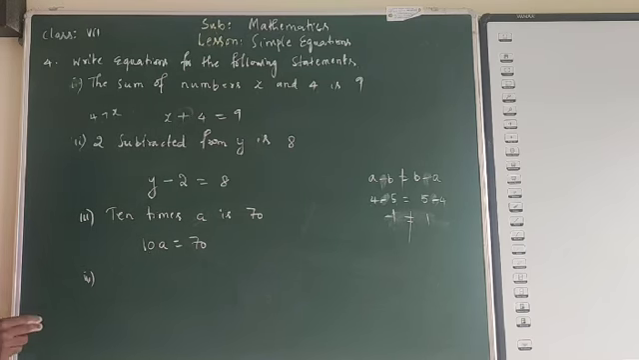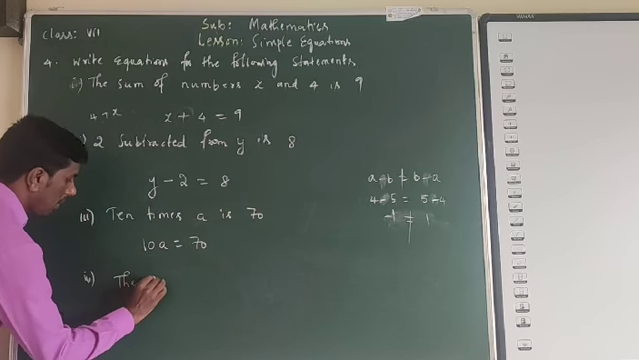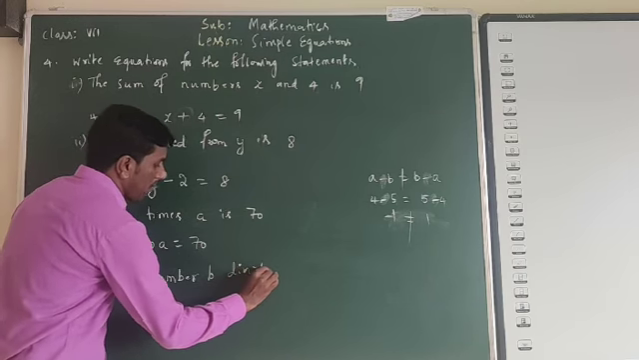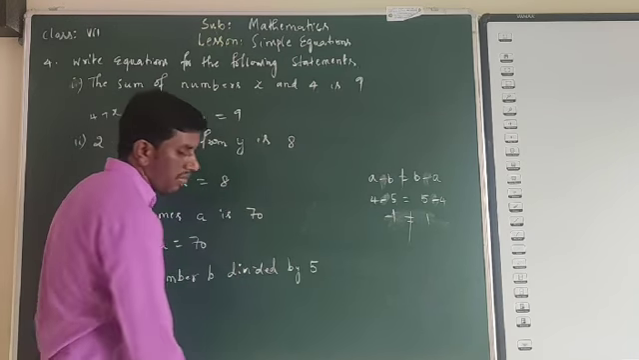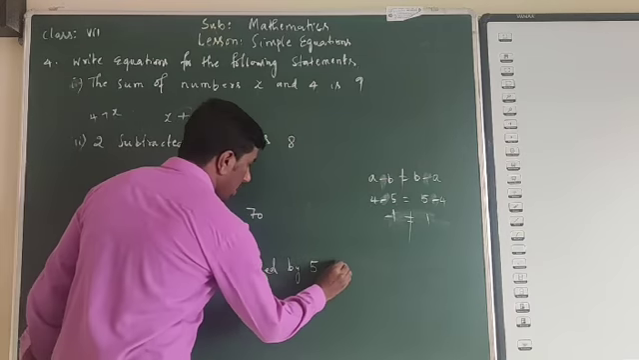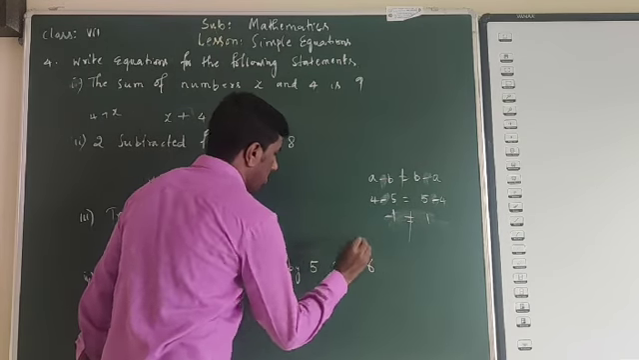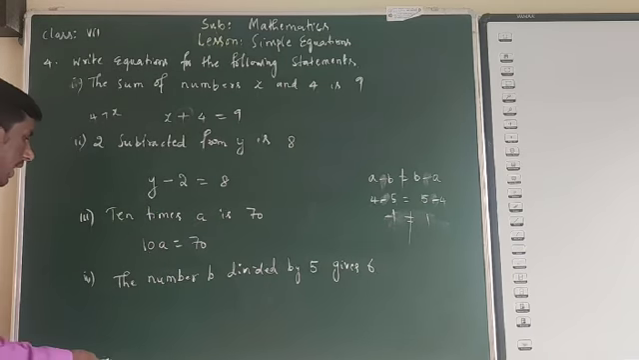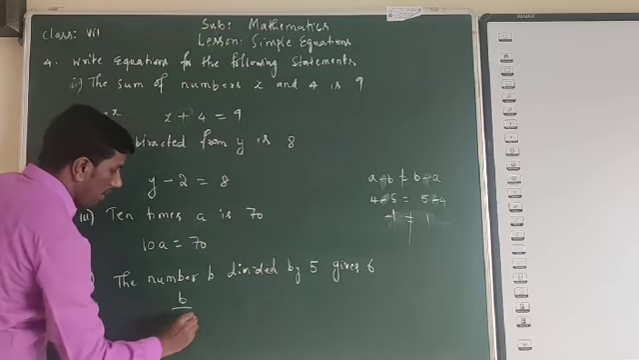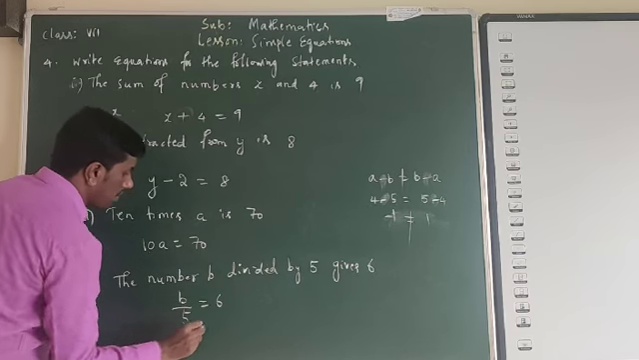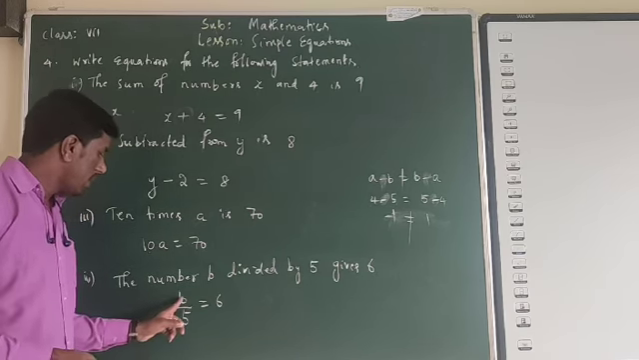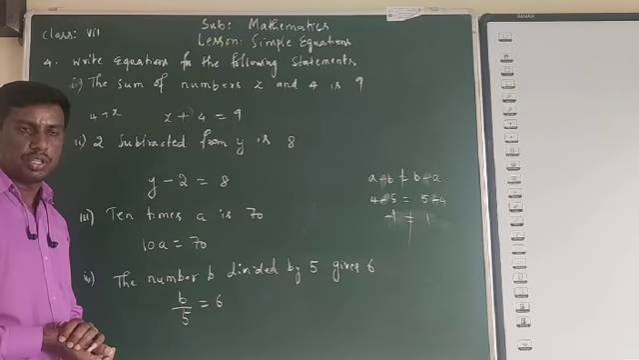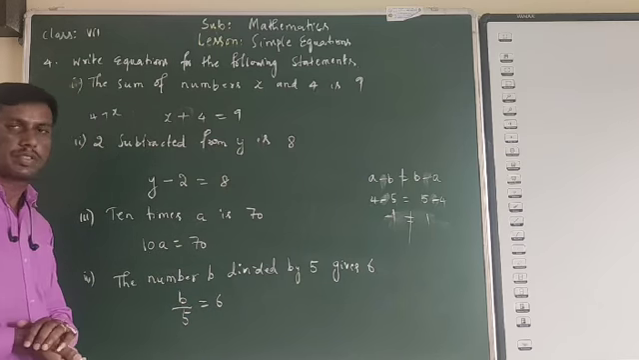The fourth one is: the number b divided by 5 gives 6. The number b divided by 5 gives 6. So b by 5 is equal to 6. That is the equation.